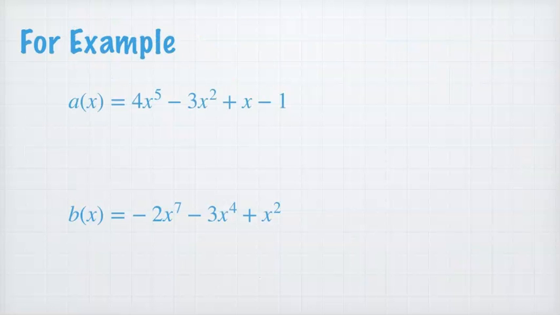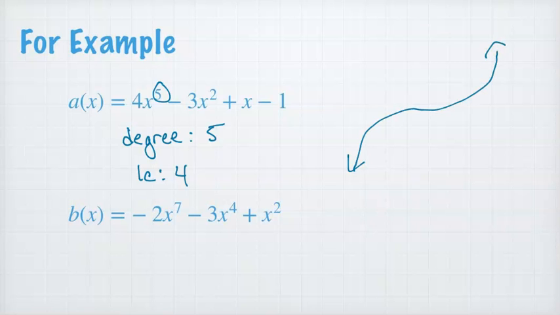For example, in this function a of x, I know that the degree is the same as the highest exponent, which is 5, so my degree is 5. My leading coefficient is positive 4. So I know that this polynomial, because it's odd, is going to have its ends pointing in two different directions. And because the leading coefficient is positive, it's going to go up from left to right. So it's going to start low and go high.